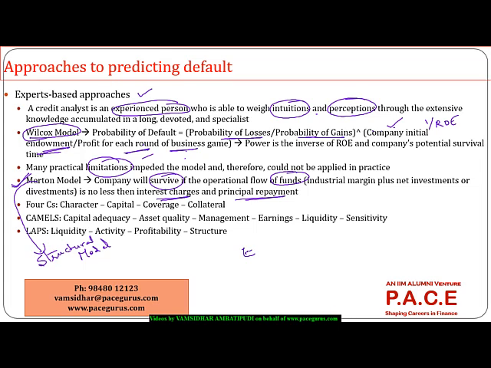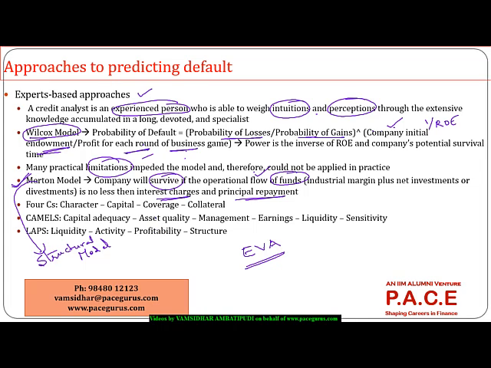So whatever the business is doing, if it is able to create an economic value add, if it is able to generate funds in such a way that they cover the interest that needs to be paid as well as the principal that needs to be repaid, both interest and principal, then I am saying that the company is surviving.